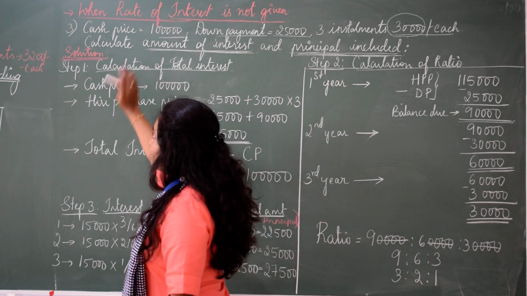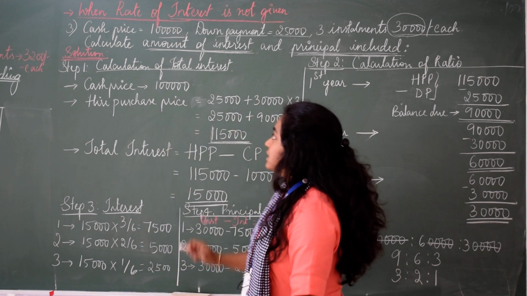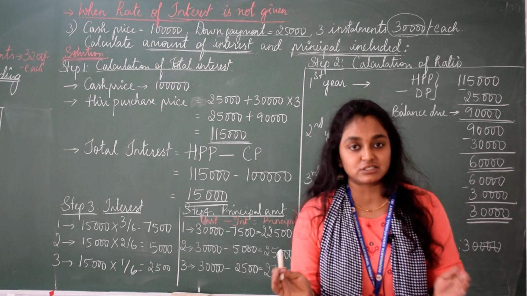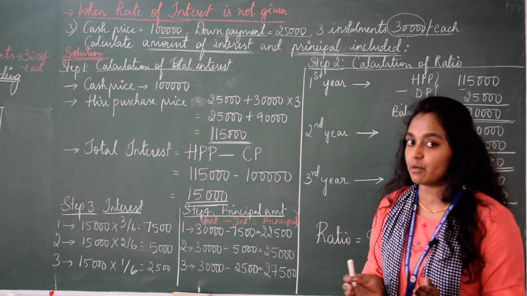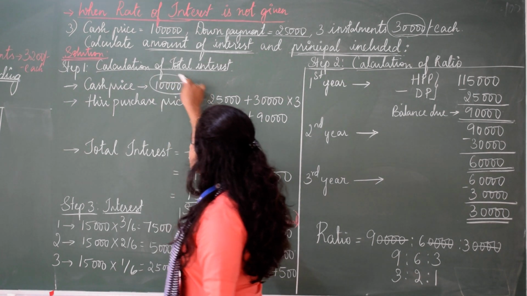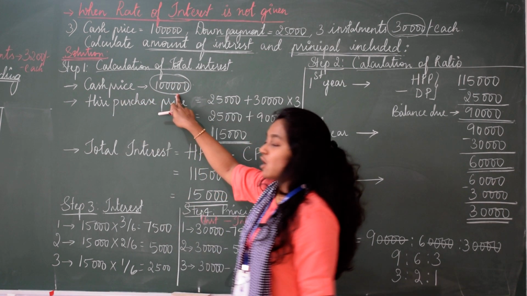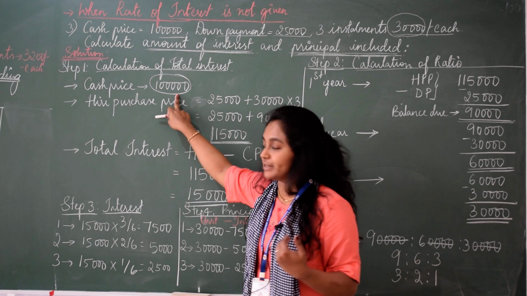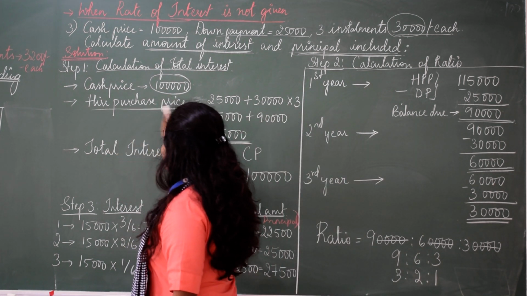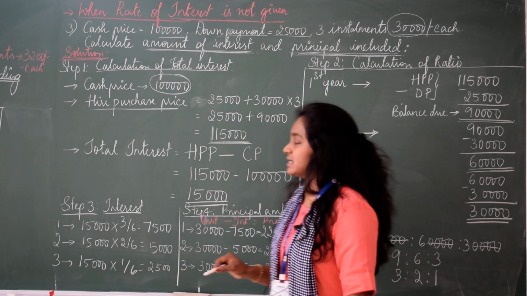So the first step: let's see the total interest, that is, for all these 3 installments, what is the total interest that you are paying. For that, first take the given details in the question. Cash price is 1 lakh. This is already given in the question. First take the cash price and let's see how to calculate the hire purchase price in this case.